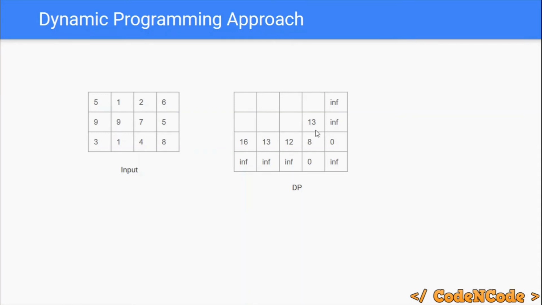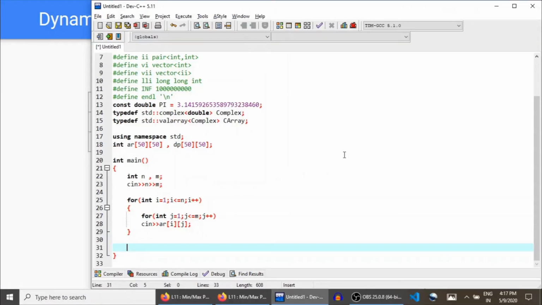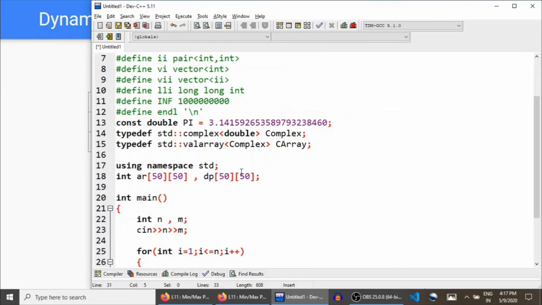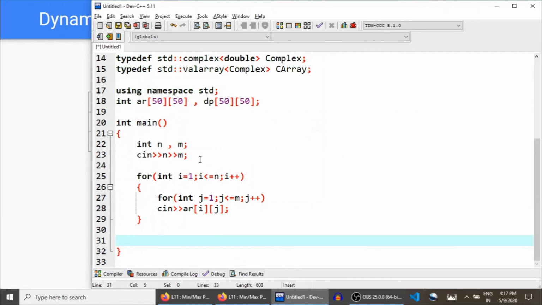There are many ways to handle this, where you can't choose below or you can't choose right. There are many ways you can implement this. This is one of the ways you can do it. So if I show you the code, I hope you have understood what was going on till now. If I show you the code, this is the code.